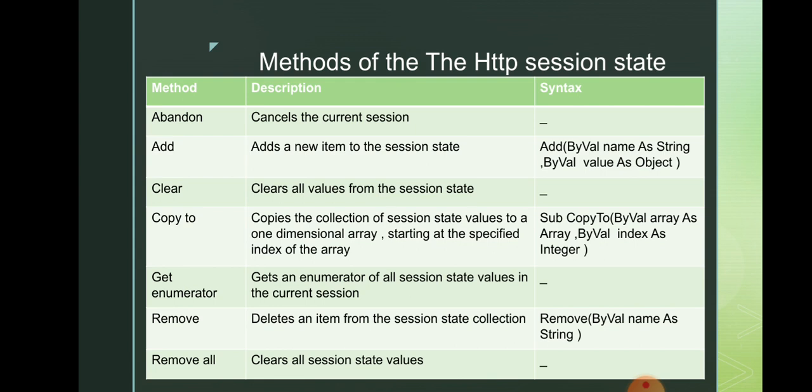Copy to. Copy to means copies the collection of session state values to a one-dimensional array. The index starts here. The starting index will be specified by the programmer. Get enumerator. Gets an enumerator of all session state values in the current session. Remove. Deletes an item from the session state collection. Remove all. Clears all session state values.